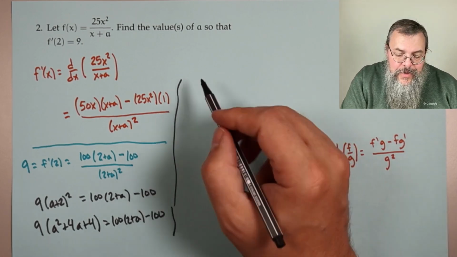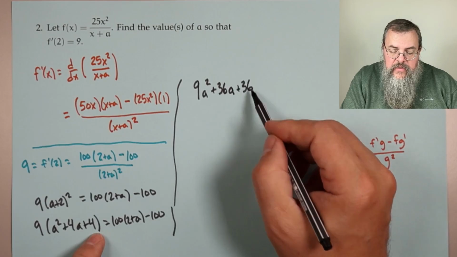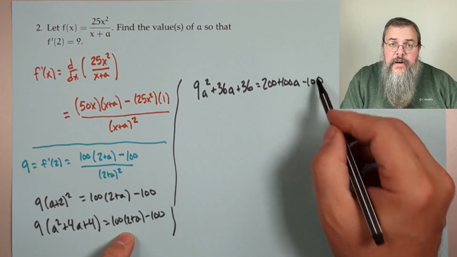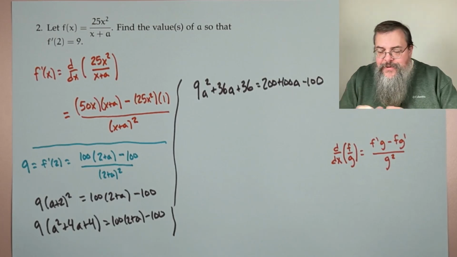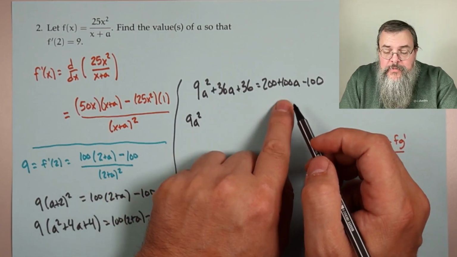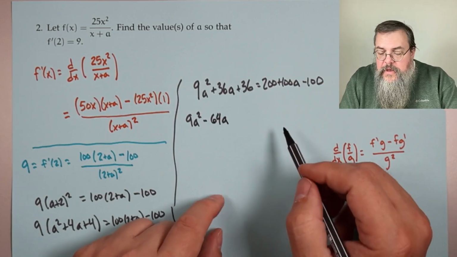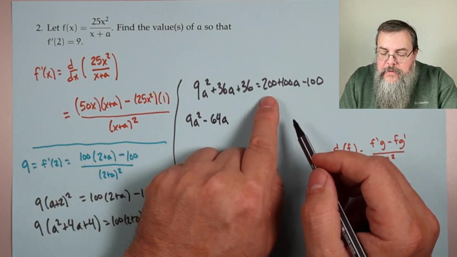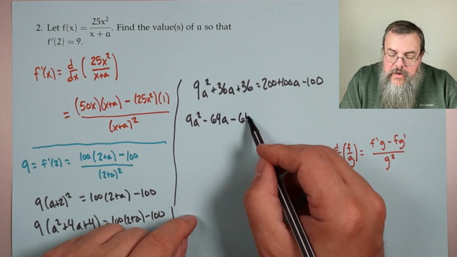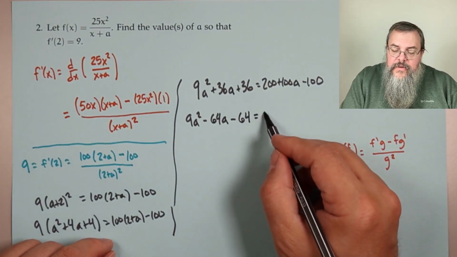Okay, let's distribute. We have 9a squared plus 36a plus 36 is equal to 200 plus 100a, subtract 100. All right, we're going to move everything across. And so let's see, what do we have? 9a squared, 36a, subtract 100a. 36 subtract 100 would be negative 64. Huh, okay. Oh, sure, why not? And then we'll have 200 minus 100 is 100. And we're going to subtract, and well, again, negative 64. All right, oh, there we go. All right, great, wonderful. And all that is equal to 0.